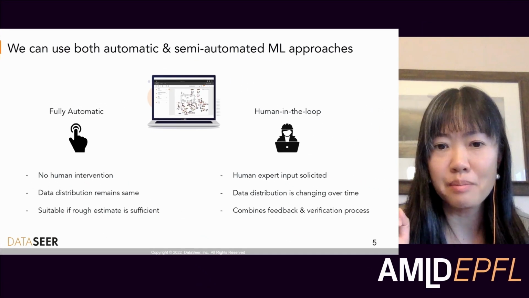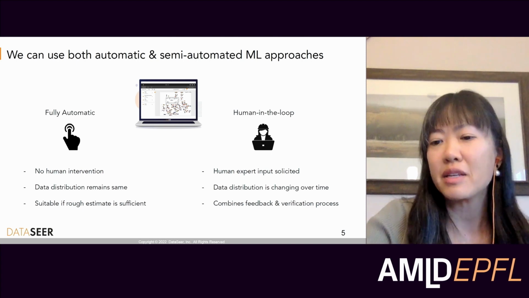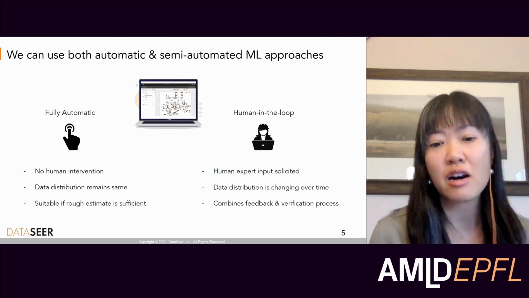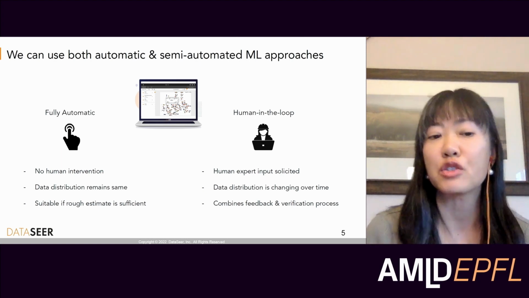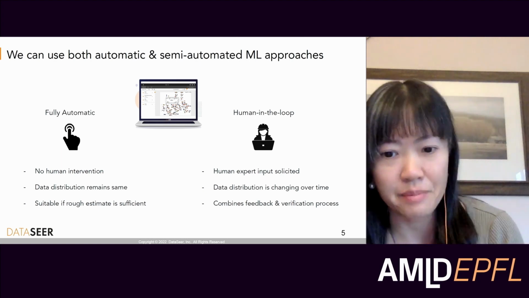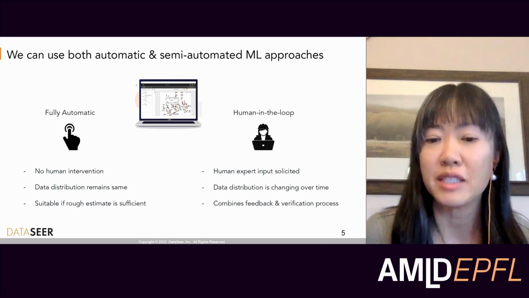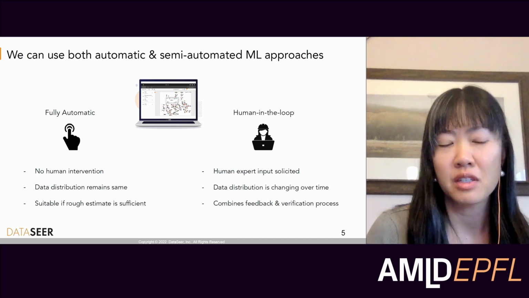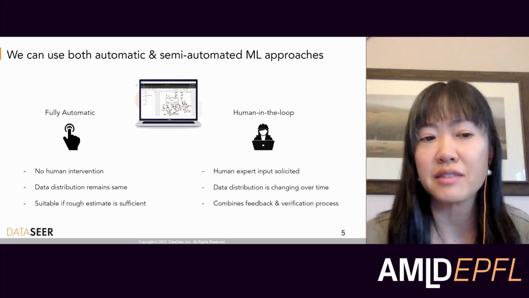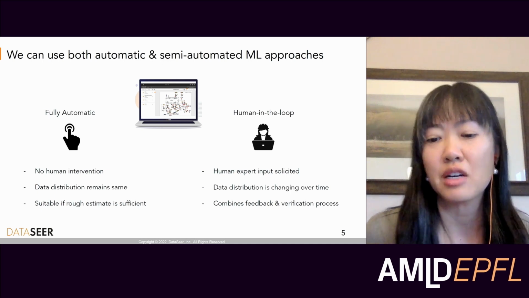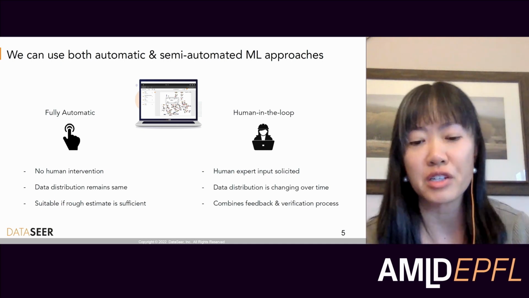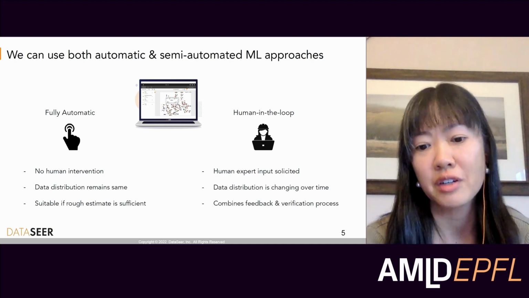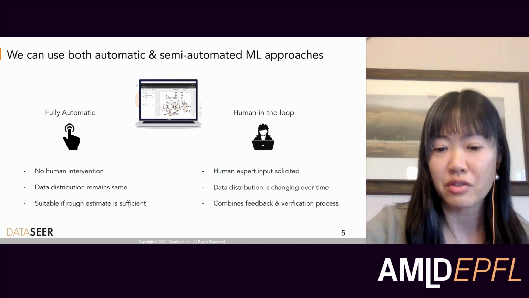We can use both automatic and semi-automated approaches to get the best of both worlds. A fully automated model is suitable when the data distribution and training remains the same at test time. If you need a rough estimate of what's in the diagram and are willing to trade off accuracy for speed, then it's a good option. On the other hand, a semi-automated human-driven approach may be leveraged when the data distribution is changing over time. You can use this mechanism to solicit feedback from the user while also allowing the user to review extracted data.